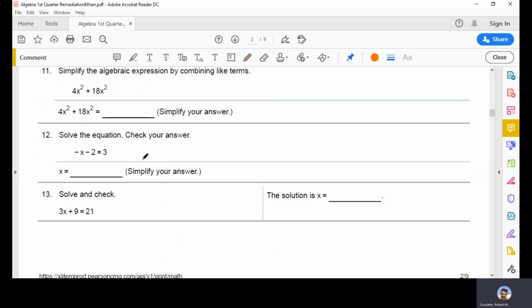Number 12 is actually starting to solve some of these equations now. So remember that we said equations are always like little scales. What we do to one side, we always have to do to the other. And there are rules for all of this, and we need to know those rules.